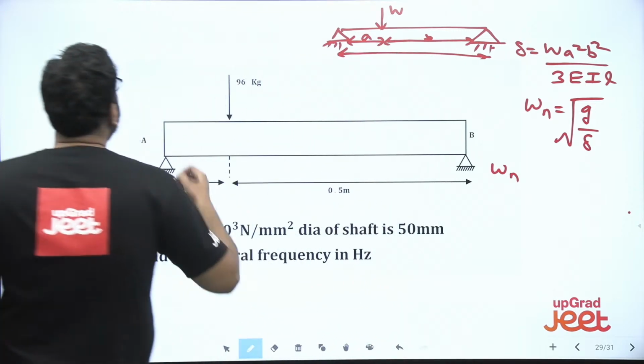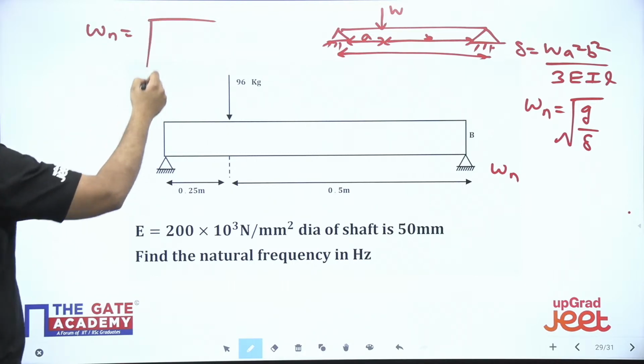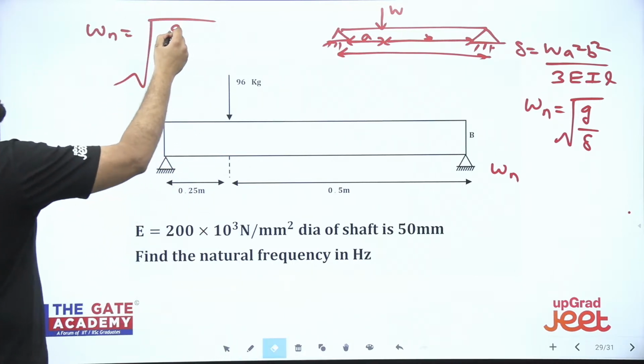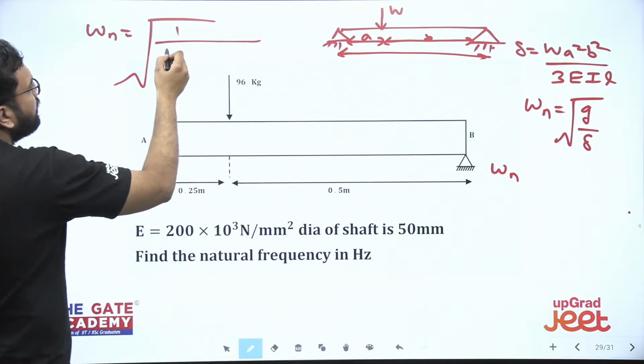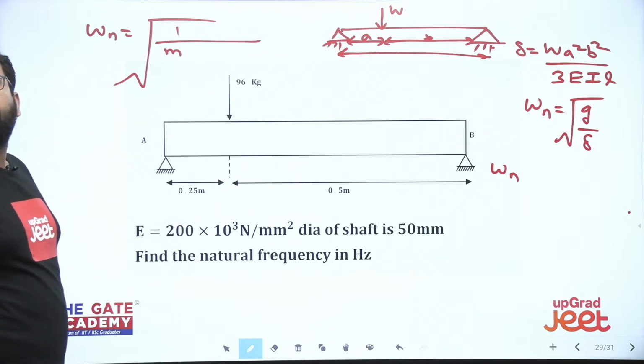So I'll be writing it here. This omega n is root over G by delta, so G will be cancelled out only. We don't have to write the G. It is going to be 1 upon mass, that is M. So M we can put, so what is this A?